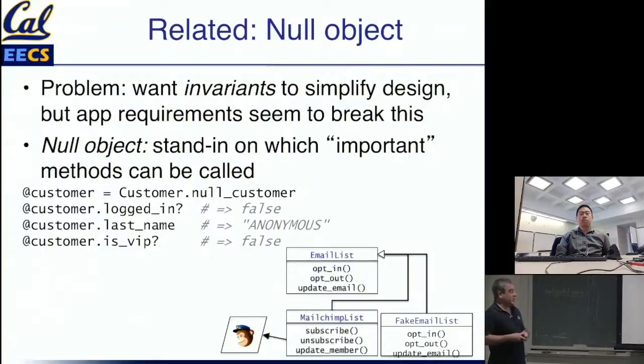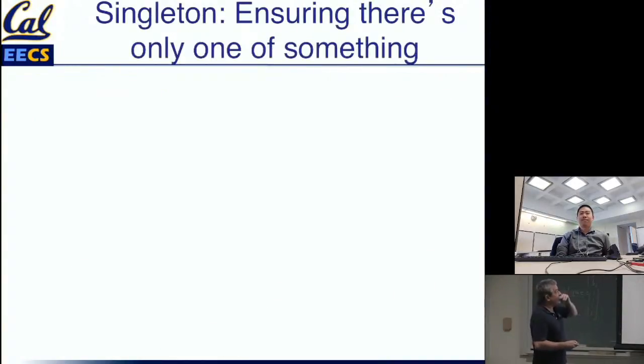If you ask the customer to opt out, it will silently do nothing. If you ask it a question like, how many people are on your fake email list, it will always say 0. So it does something that is sensible. It behaves in all respects like a real email list, but it's effectively been stubbed out the hard way. So that's the null object pattern.